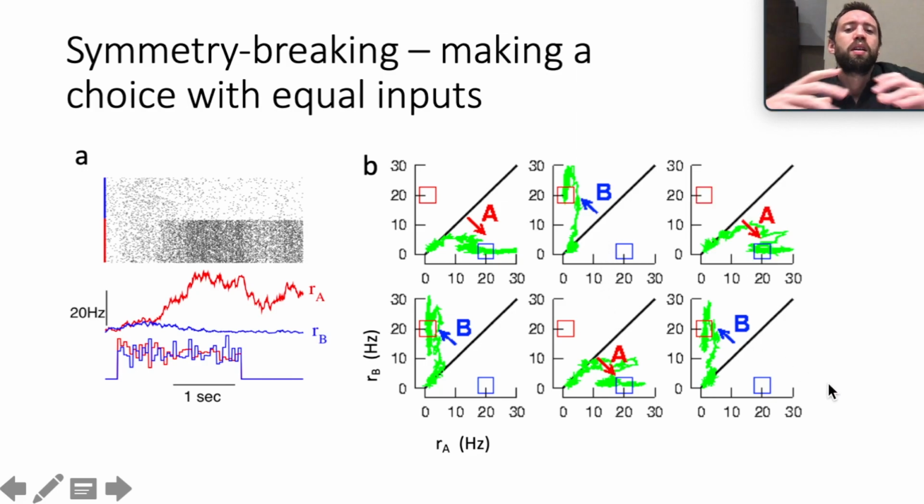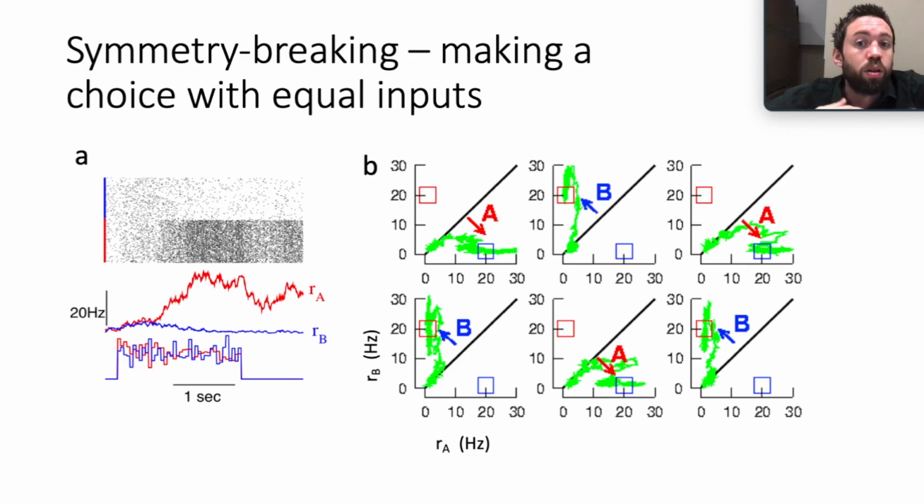Now this is a network with even level of inputs to both populations, except for noise, which changes from moment to moment, and it also has an even level of excitatory connections in both populations. So the network is in theory symmetric, but due to the strong recurrence and the noise, you're able to break that symmetry and you're able to make a choice even with equal inputs.